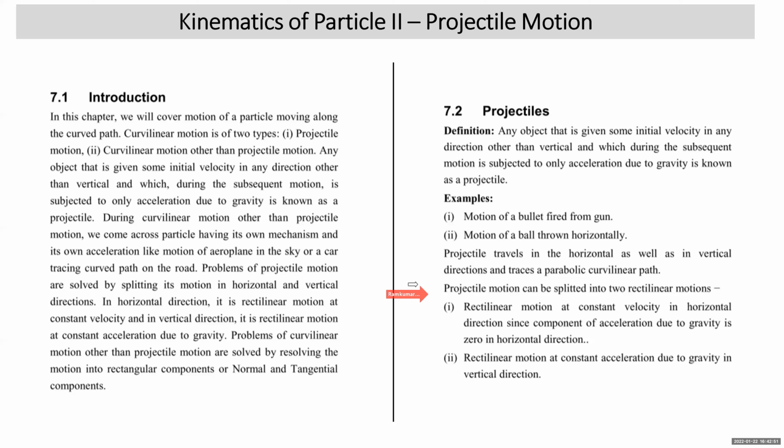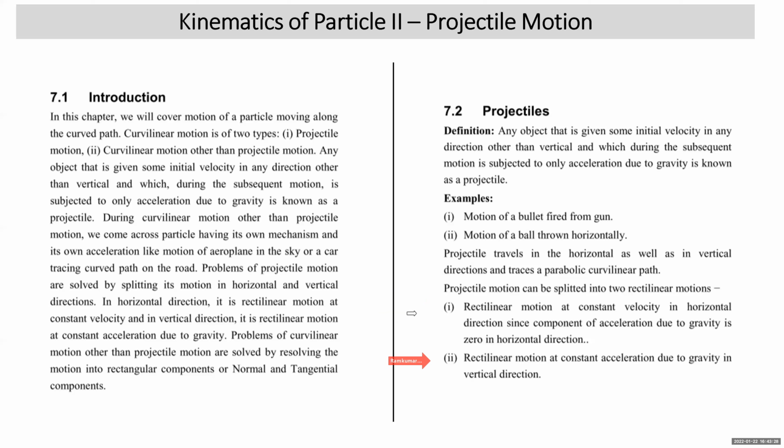So this is a distinct advantage that you get. In horizontal direction, its component is rectilinear motion at constant velocity. Whereas in vertical direction, as the projectile is subjected to acceleration due to gravity, it will be rectilinear motion at constant acceleration due to gravity. Students, if we remember these two points, we can solve any problem of projectile. You don't need to remember any formula, although we'll derive the formula to understand the basic concepts, there is no need to apply any formula.